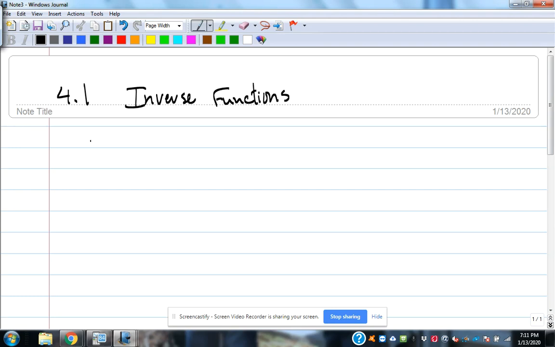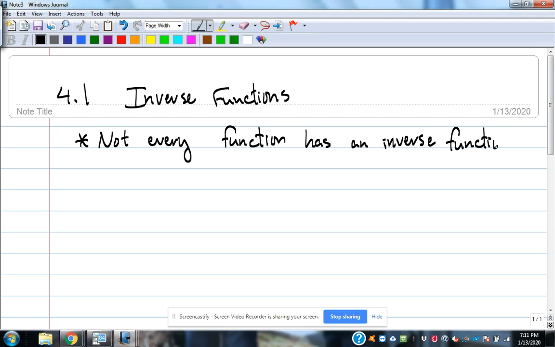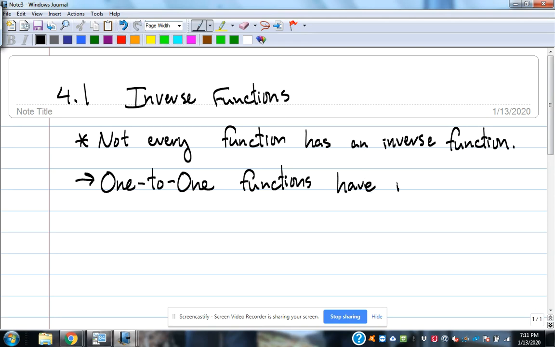All right. One thing to know is not every function has an inverse function. One-to-one functions have inverse functions.